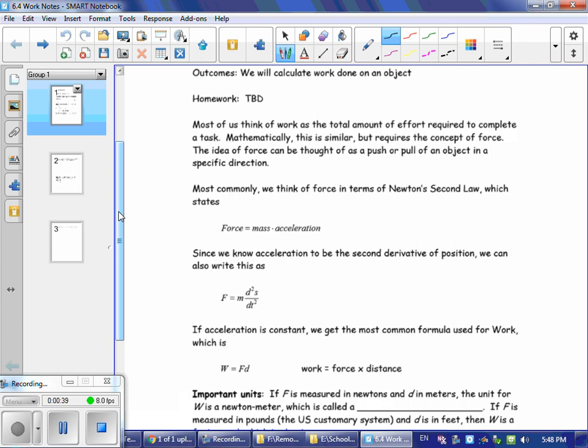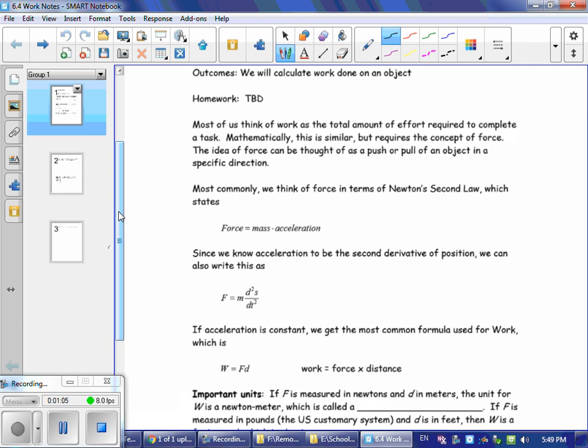So most of us think of work as the total amount of effort required to complete a task. How much work do you have to do? Well, it's how much effort do I have to give to complete a task. Mathematically, it's actually a similar concept, but it's going to require the concept of force. The idea of force can be thought of as a push or a pull of an object in a specific direction. So again, if you've taken physics, this is probably coming back to you.